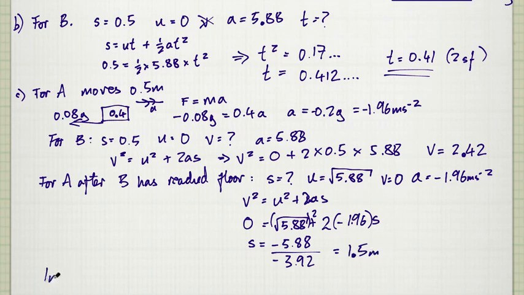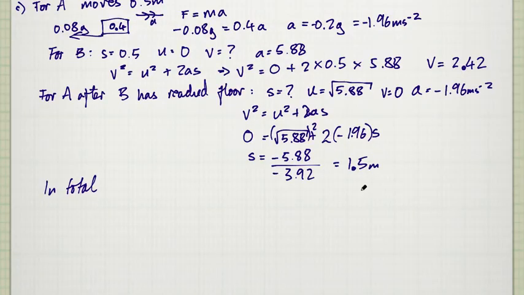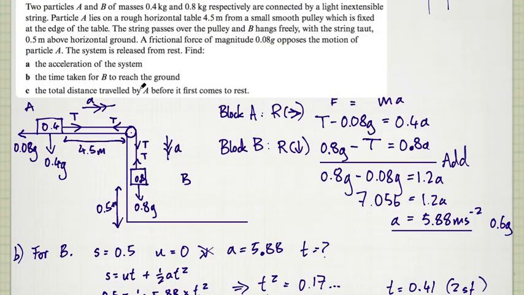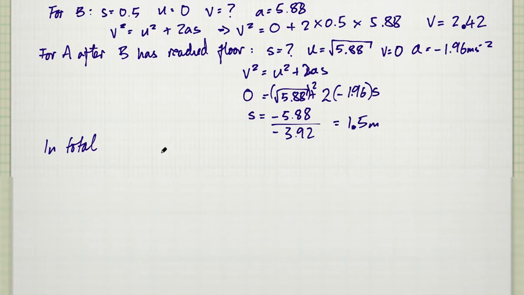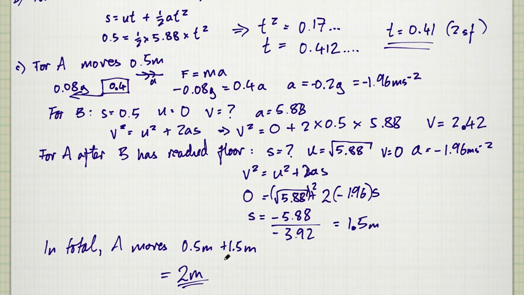So in total, you have to remember that A, first of all, moved along until B hit the floor, and then it started decelerating, and that deceleration process took it 1.5 meters. So in total, which is what the question asked for, total distance traveled by A before it comes to rest, we've got A moves 0.5 meters plus 1.5 meters, 2 meters traveled in total. That's to 2 significant figures.